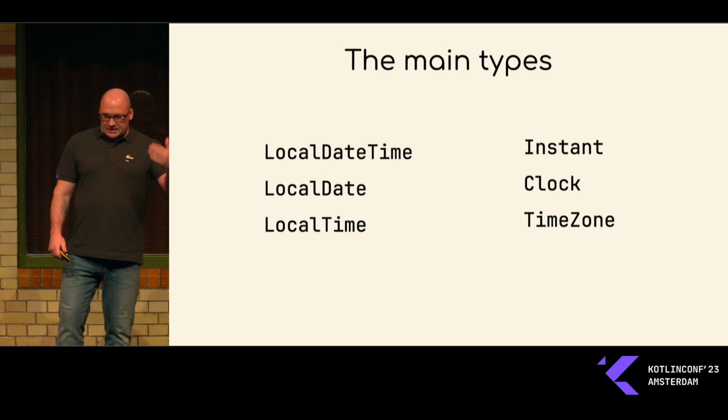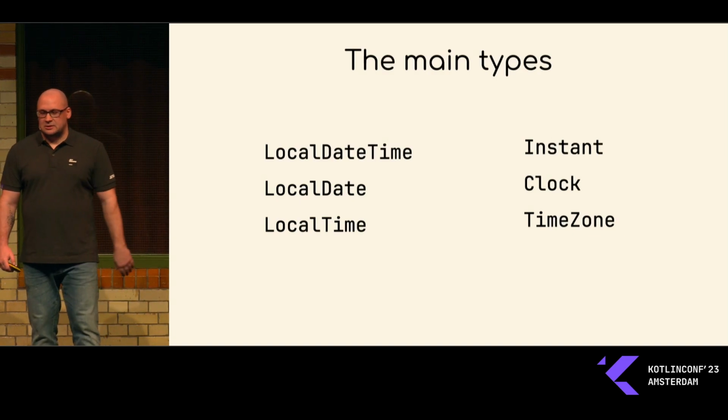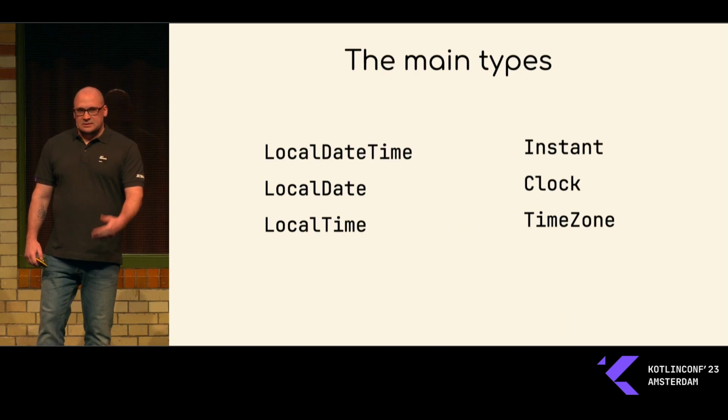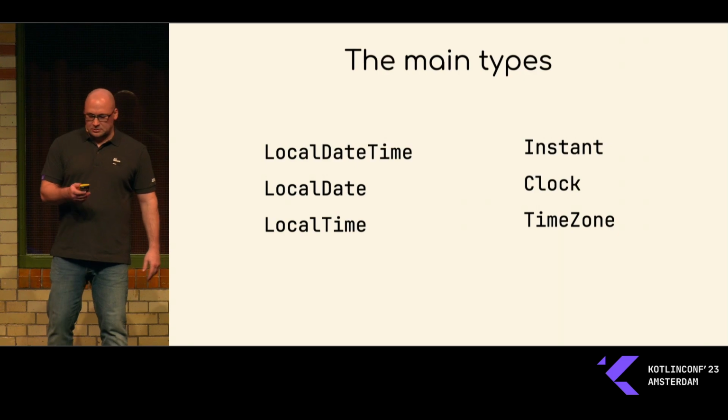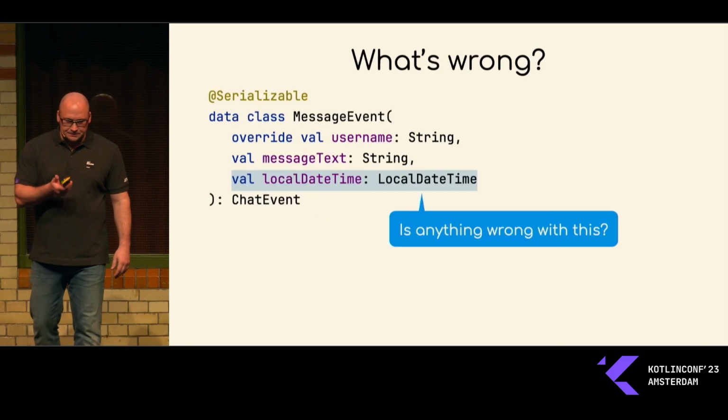So to represent the date and time information, you have local date time, local date, and local time, and also the time zone to indicate the time zone. And then you have instant to represent a moment in time, and the clock as a source of those instants.